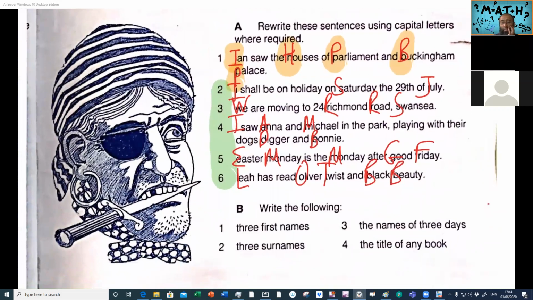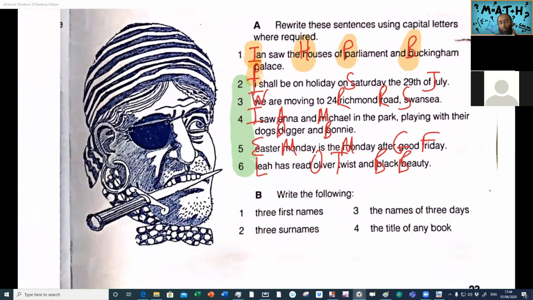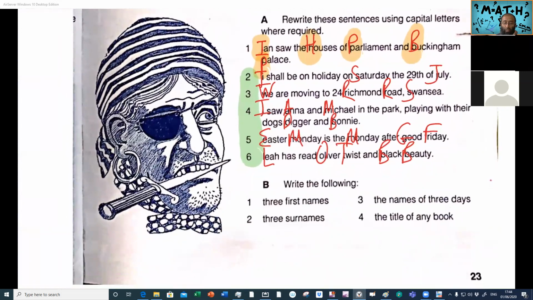If you finish, Aisha, can you do try question B for me, please? And I want you to try these questions in particular. So have a quick go of those, please. Just write them on the space below it. That'd be lovely. Okay, Iman, have you finished? Yeah. Okay, excellent. Write down 3 first names and the title of any book. Off you go, Iman, quickly.